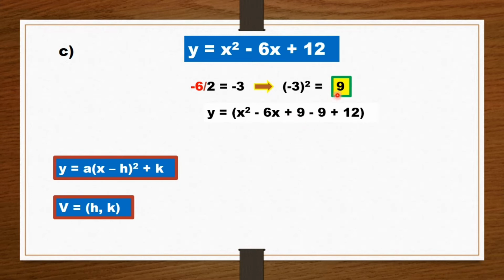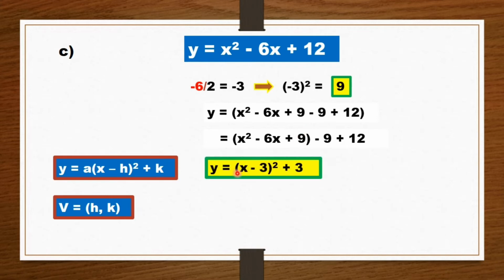Add and subtract the result after the x term. And take the first three terms to make a perfect square trinomial and express this as a square of binomial by taking the root of x, the sign of the middle term, minus, and the root of 9 is 3. And combine the last two terms. Negative 9 plus 12 is equal to positive 3.